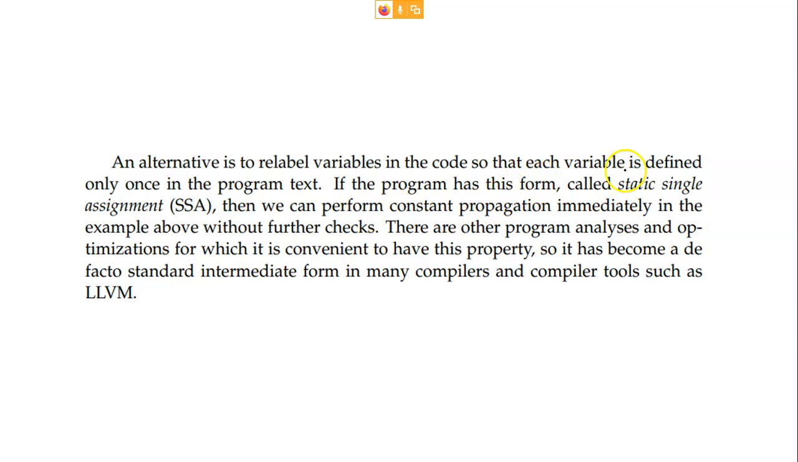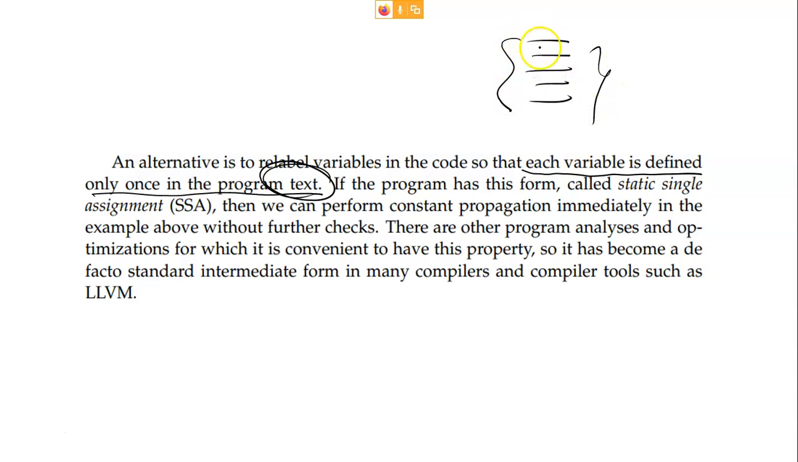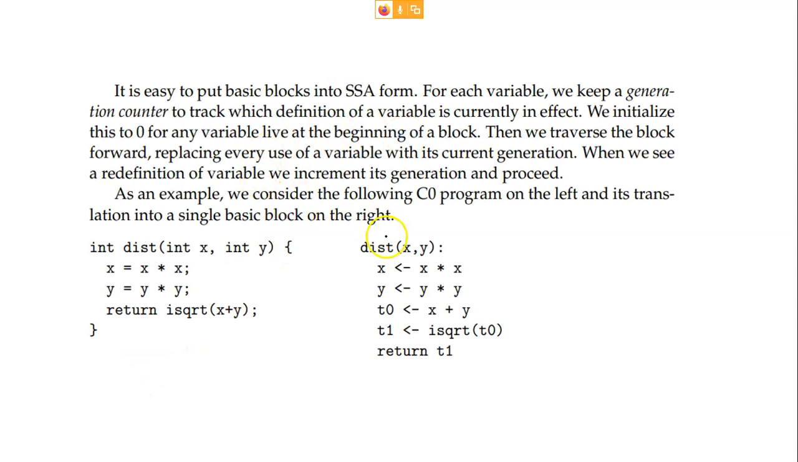So what is this SSA? In SSA basically each variable is defined only once in the program text. On the program text, remember this is the main important point. You have a program text, and in this program text your variable must be defined only once. Okay, this is the point. We will see some example, don't worry.